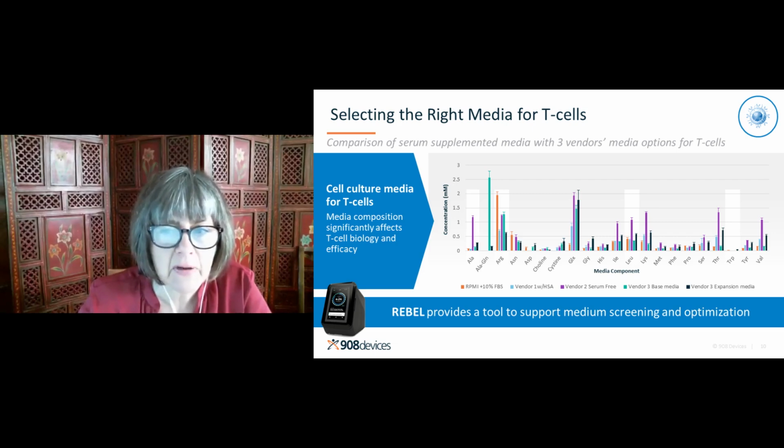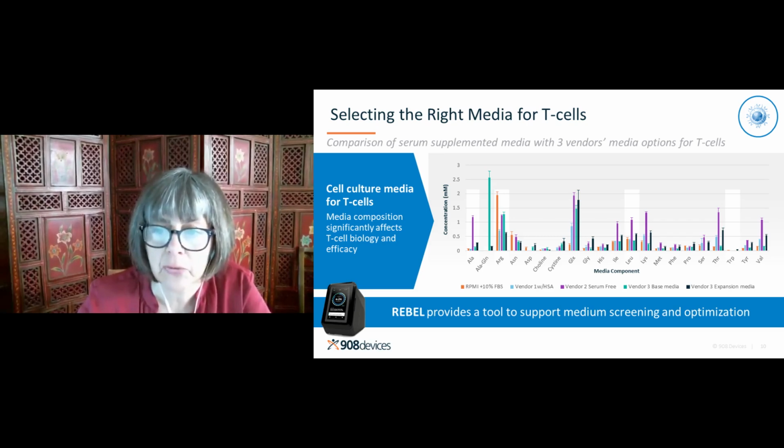And you can see that some of these amino acids we had on the previous slide, like alanine and arginine and leucine, vary widely in these different media. So you would want to know what's in your media to start with, and then maybe how to supplement the right amino acids that are key for your process.